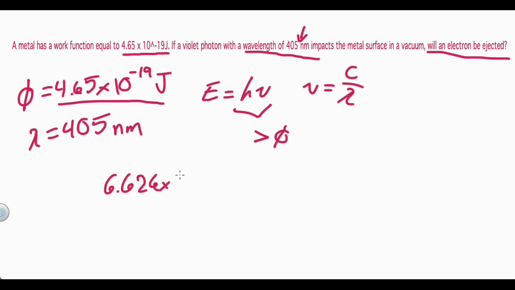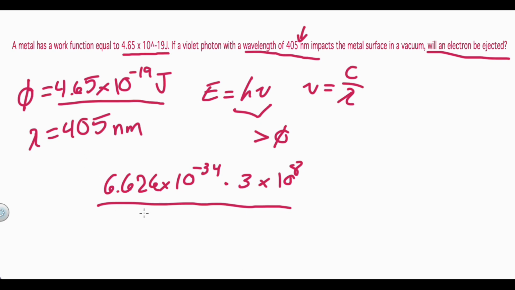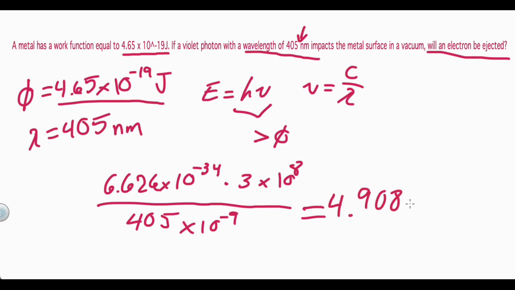So Planck's constant, 6.626 times 10 to the power of negative 34, times the speed of light, which is 3 times 10 to the power of 8, over 405 nanometers, and we have to multiply that by 10 to the power of negative 9. Okay? And then once we get that, the final answer, I have it right here with me because last time I was doing the calculations with you guys, I decided this might be easier. Final answer should be 4.908 times 10 to the power of negative 19 joules.